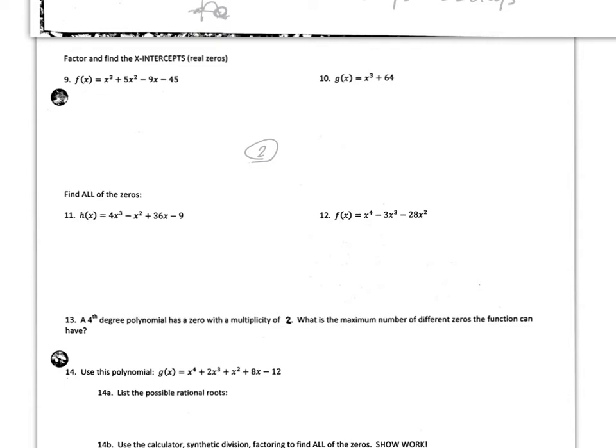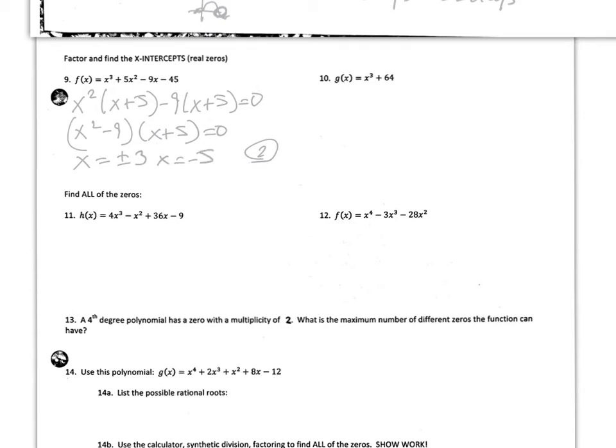For number 9, we've got factor by grouping because it's 4 terms. The first 2 have an x squared in common, which leaves you with x plus 5. The second 2 have a -9 in common, which again leaves you with x plus 5. Here we're only looking for the real. It looks like we're going to get a whole bunch of them though. We're going to maybe get all 3. And so we get x equals plus or minus 3 and x equals -5.